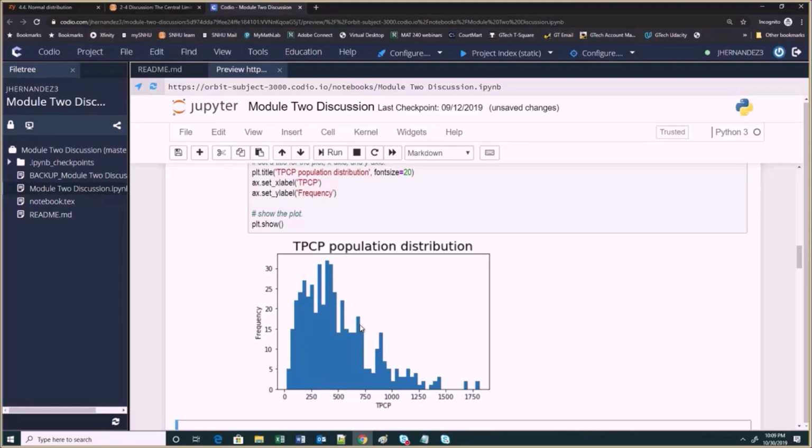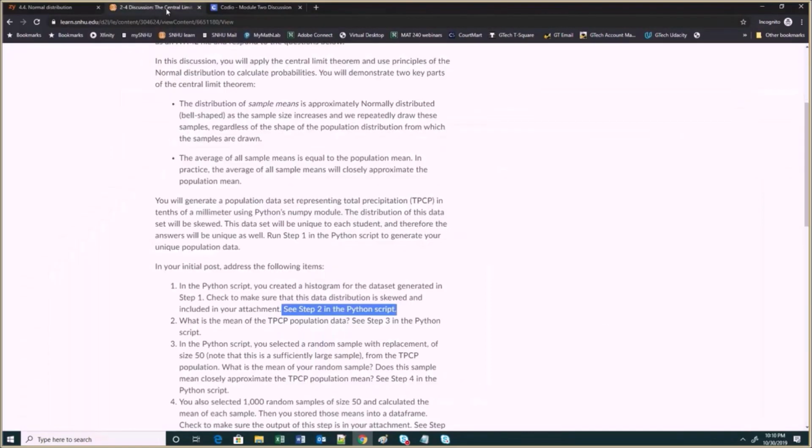It is definitely a skew. As you can see, it's not a symmetrical distribution. It's not normal. So that answers the question here. In the Python script, we create the histogram, check to make sure that the distribution is skewed. And yes, it is skewed.